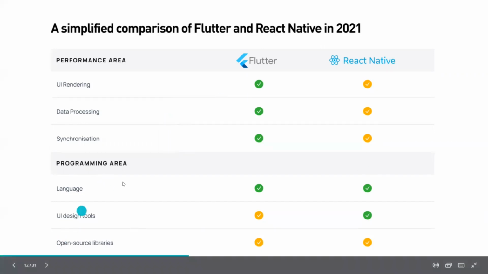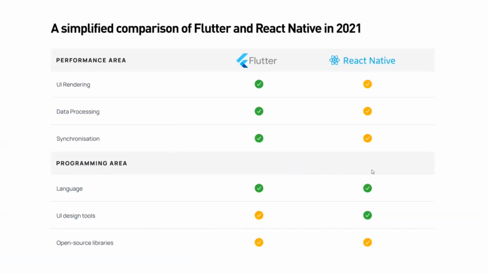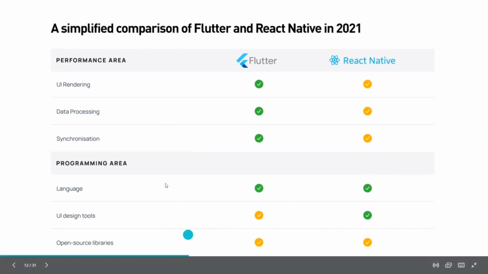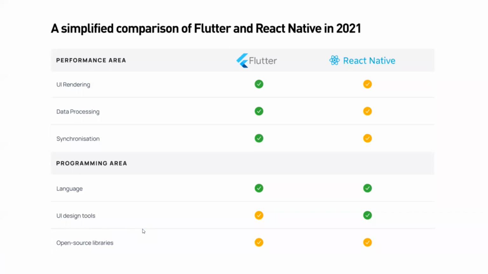And there are certain programming areas like language. Flutter uses Dart. React Native uses JavaScript, which is a popular language in the community. There are a lot of resources available already on it. There's a big community out there that uses JavaScript. So it is also a very powerful language. And there are open source libraries. Since React Native is a bit older, and Flutter is a bit new, there might be certain things that might not be available in it.